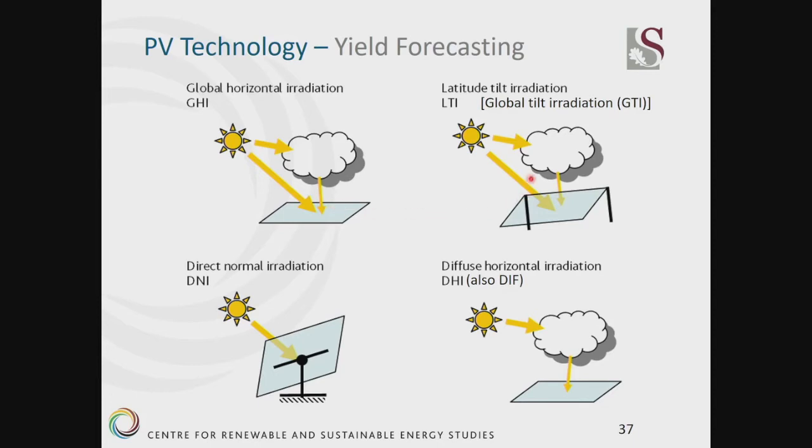Then we go to LTI or GTI, which is latitude tilt irradiance or global tilt irradiance. And this is basically when your PV module is tilted to an angle equal to the latitude.